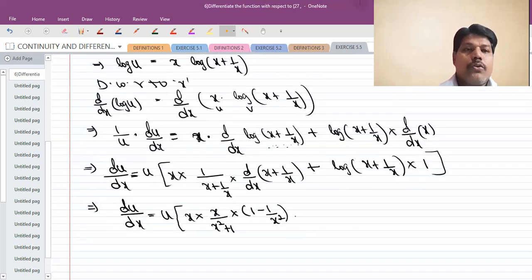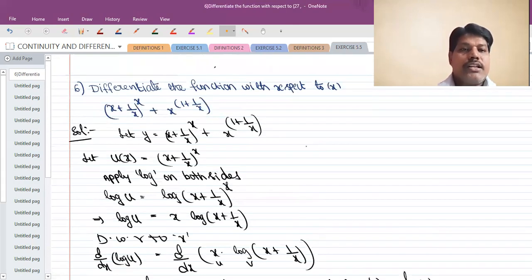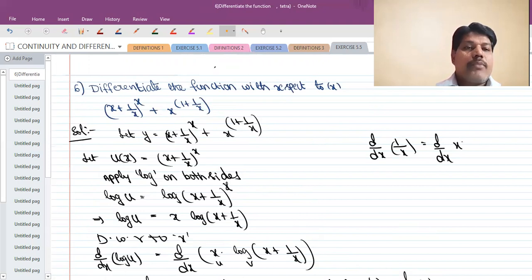If anyone has a doubt, see this. What is the derivative of 1/x? 1/x can be written as x to the power minus 1, which is in the form x^n. The derivative of x^n is n x^(n-1), so it is minus 1 into x^(n-1).